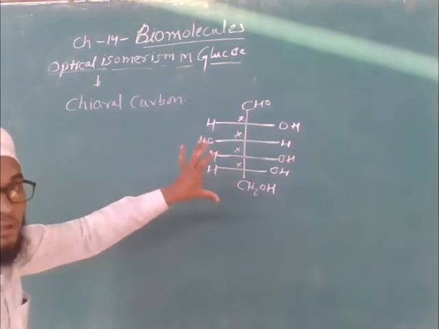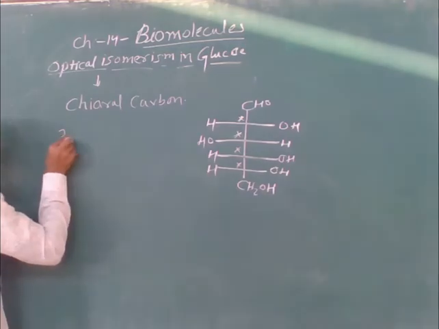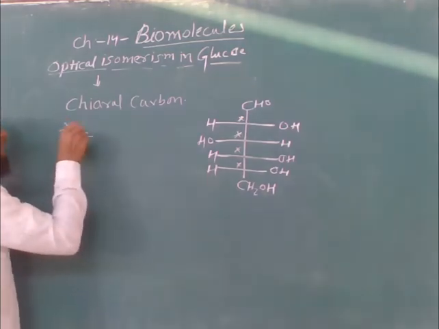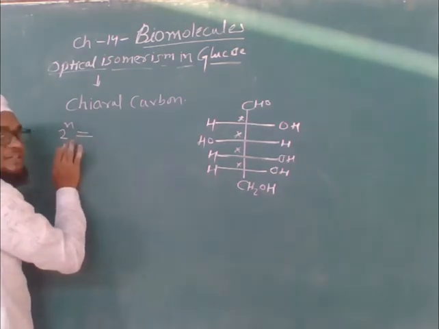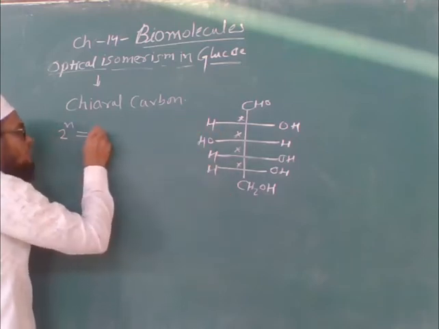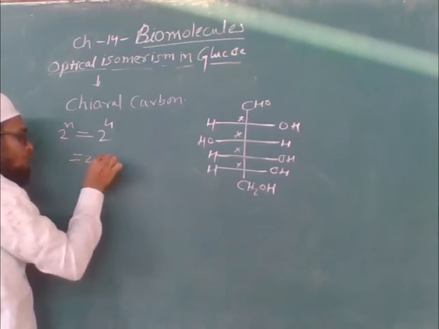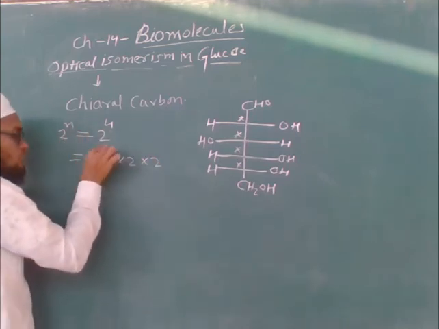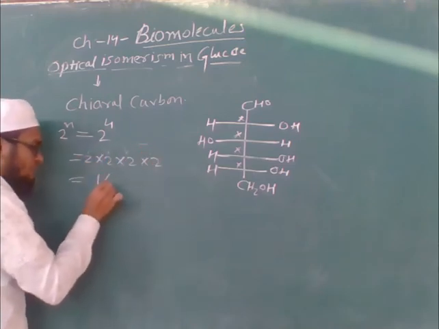Okay, this has 4, and I have already told you that if a compound possesses one chiral carbon, it will show 2 stereoisomers. And this one is our glucose. It has 4 chiral carbons, so I will take 2 raised to 4. Now what will be the number of structures? 2 into 2 into 2 into 2, 4 times. 2 2s are 4, 4 2s are 8, 8 2s are 16. We got 16 structures.